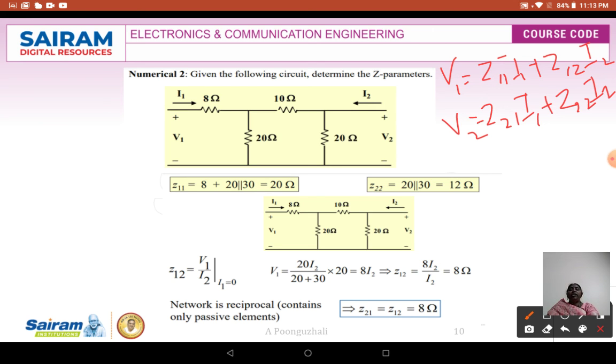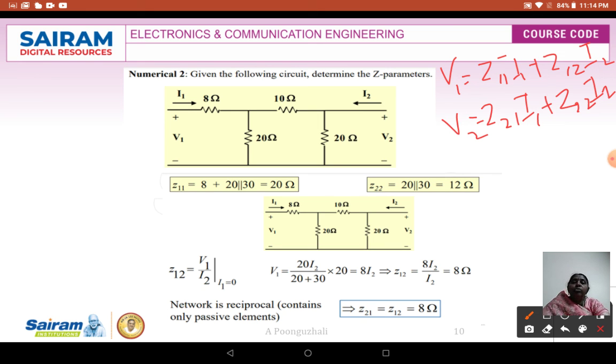So for that, what we are going to do, we should simplify the circuit. So now you can see that this 10 and 20 are going to be in series. So it is 30. This 30 will be in parallel with this 20. So now I will get 20 parallel 30. That resistance will be in series with your 8 ohm resistance there. So totally the resistance is going to be 20 ohms. Similarly, you are going to have your Z11 to be 20 ohms there. Straight away we can write.